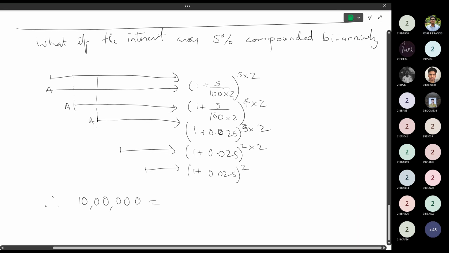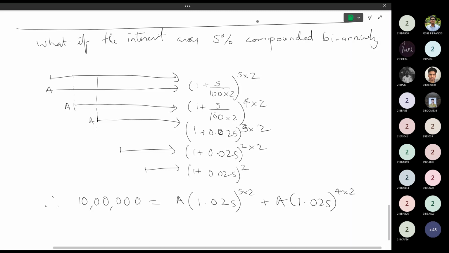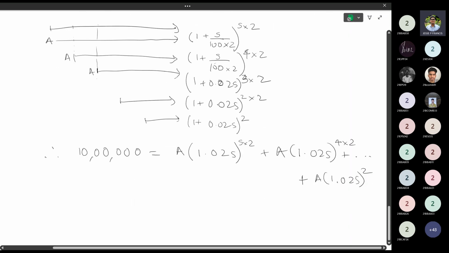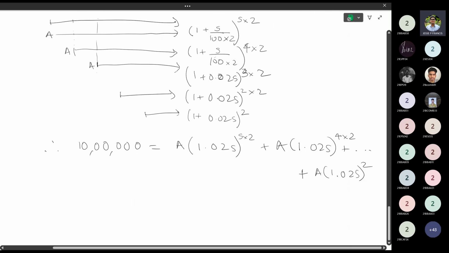110 lakh is equal to A into (1 plus 0.025, which is 1.025) to the power 5 into 2, plus A into 1.025 to the power 4 into 2, plus etc., plus A into 1.025 to the power 2. Now, what would be the corresponding formula?